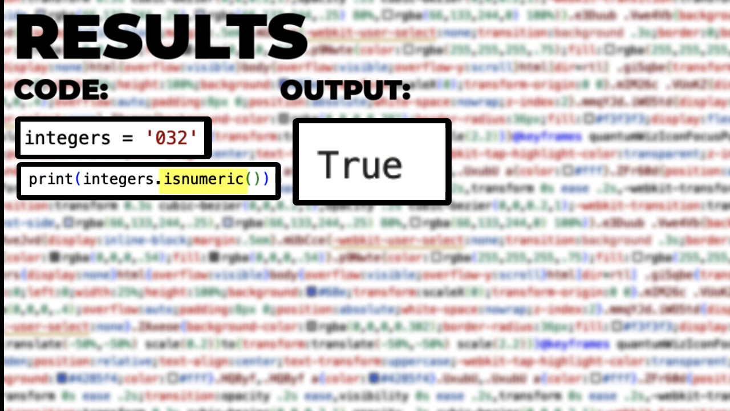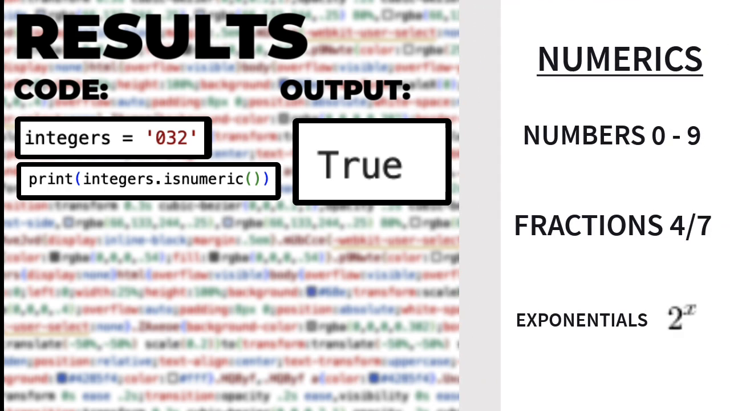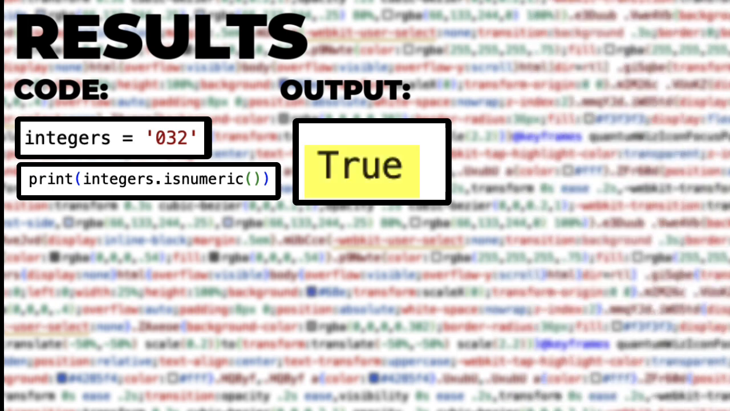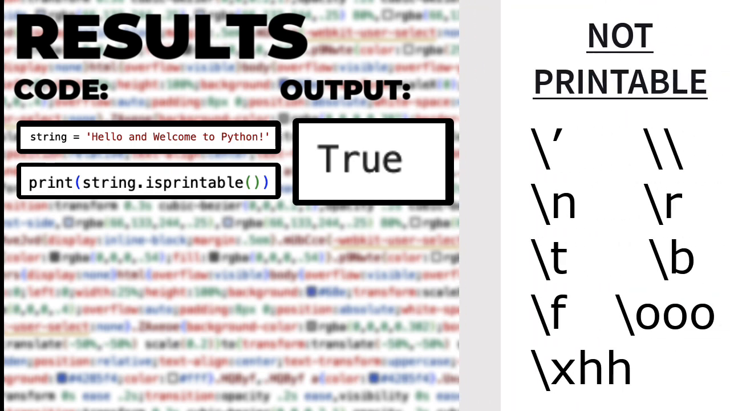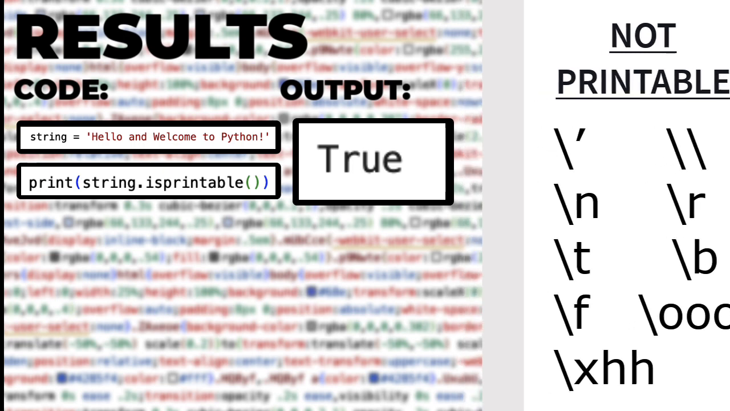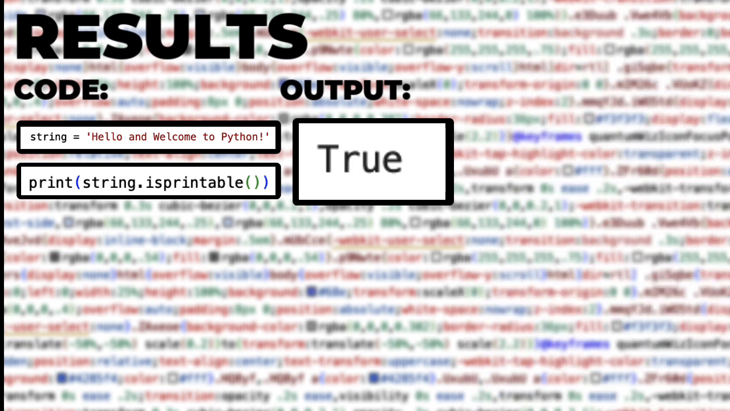Next up is isnumeric. This returns true if all the values given are numeric, so this will include fractions, numbers 0 to 9 and exponentials. So this example shows it will return true. Isprintable. This returns true if all the characters in the string are printable. Most of the time this will be true, but some things will return a false result. For example, backslash commands like \n will return false since the \n itself will not print. All of the string will print, so therefore our result is true.